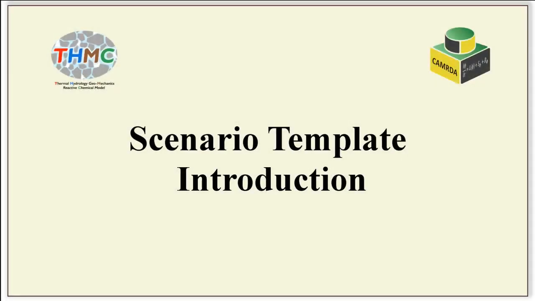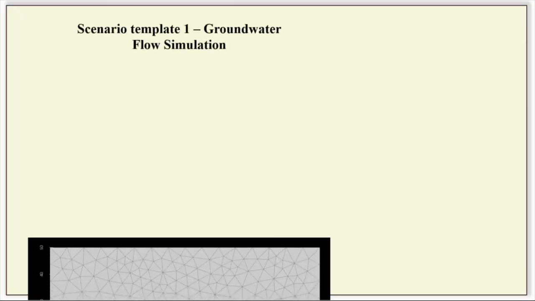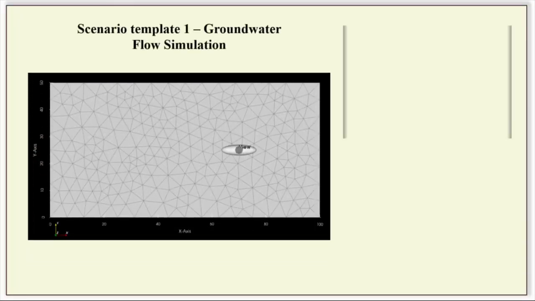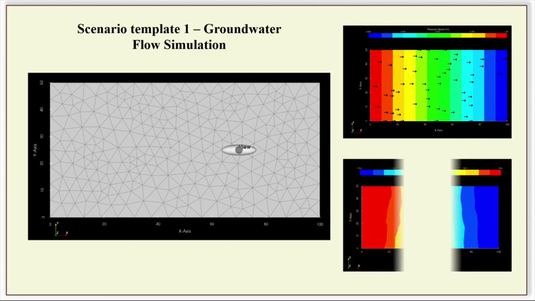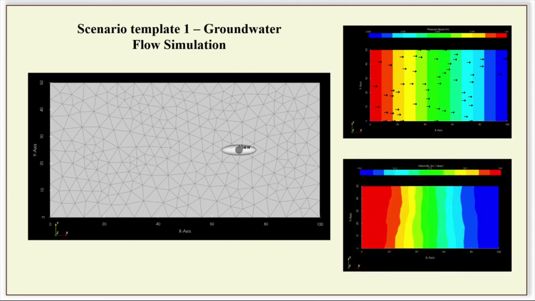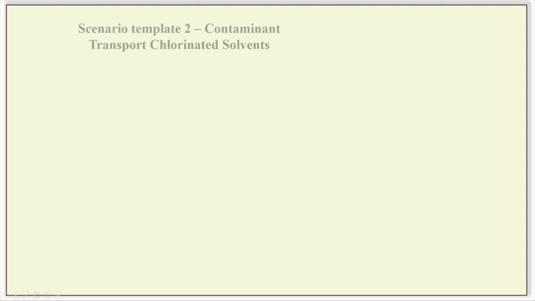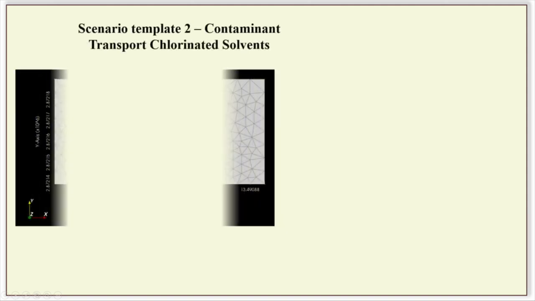Scenario Template Introduction. Scenario Template 1, Groundwater Flow Simulation helps users analyze changes in groundwater flow patterns, an essential step, as flow dynamics directly influence how contaminants are transported. Scenario Template 2, Contaminant Transport.